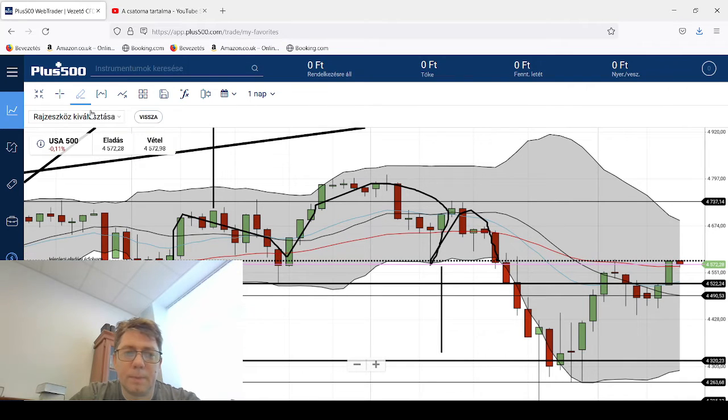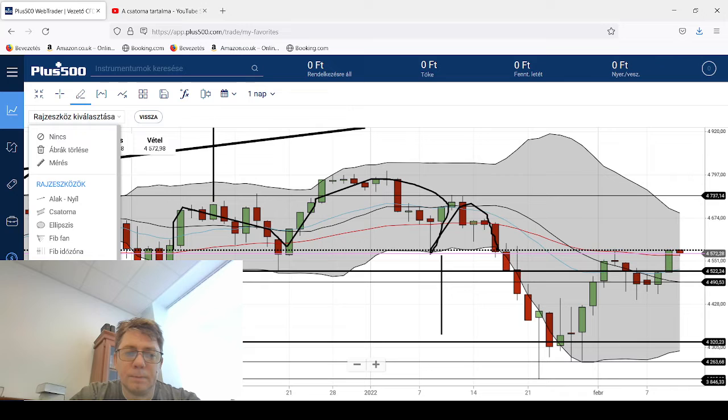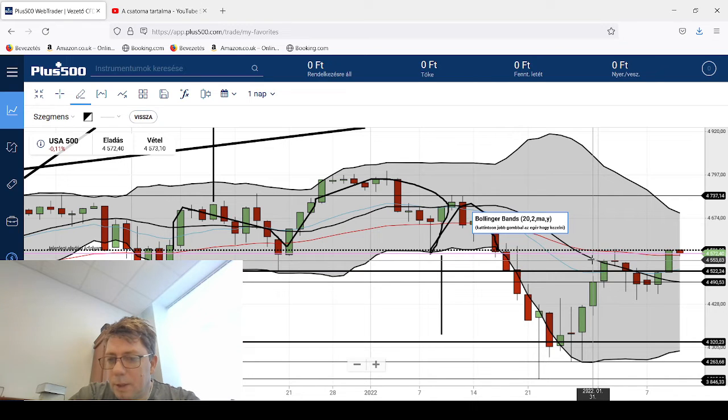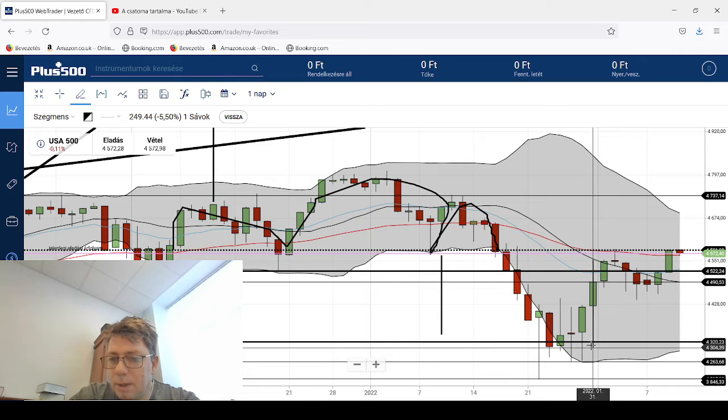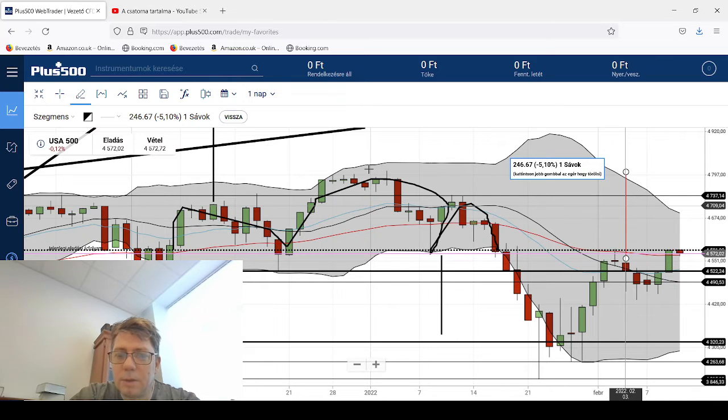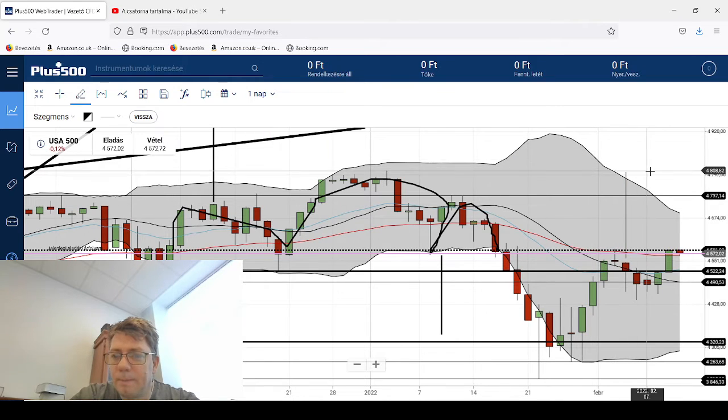Let me measure this. So, well, if I want to be more conservative, then I measure only the bodies of the candles, and then this down here is going to be my neckline. So in this case, I would say we are going back to the top. 4,800 is going to be my price target.